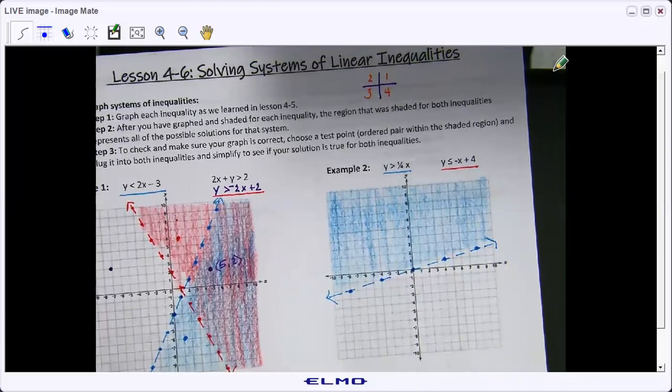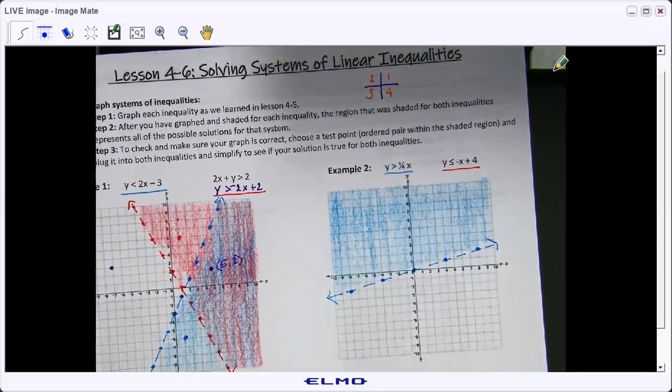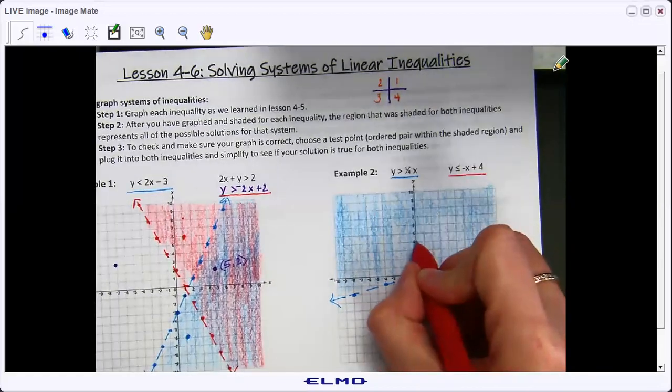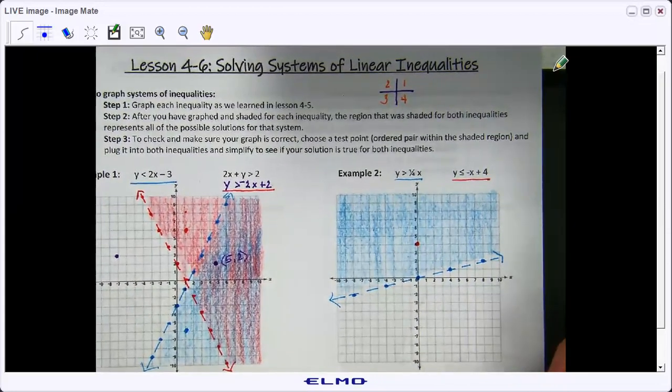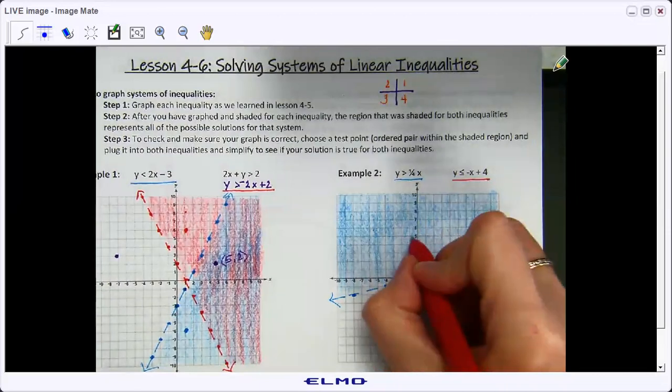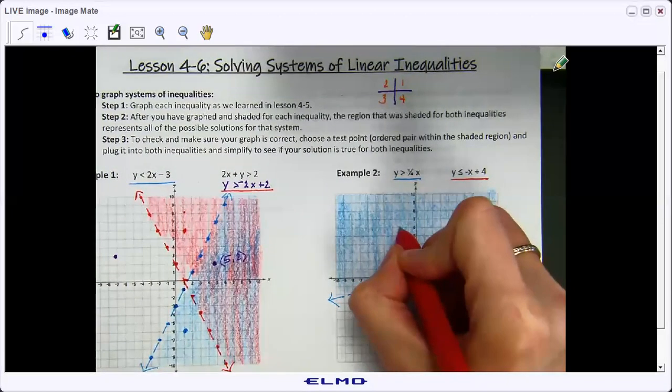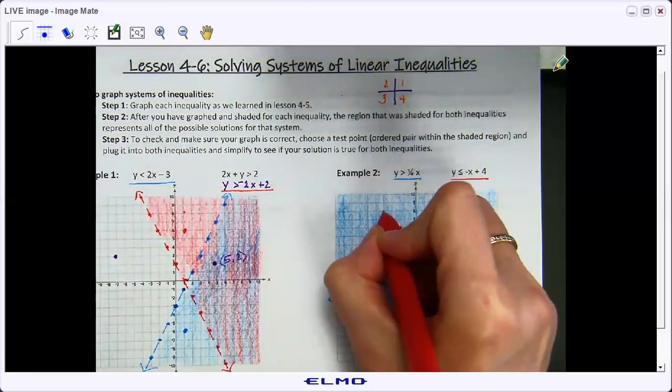Now I'm going to graph my second one. Where do I plot my y-intercept? 4. All right, my run is what? Negative 1. So make sure you go in the negative direction, and the positive direction also. You can't do both at the same time.